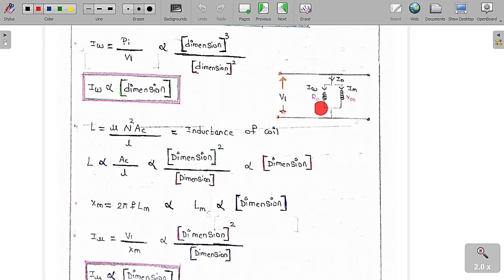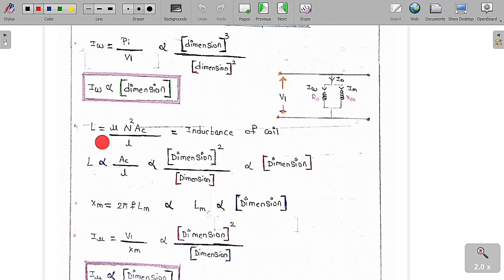In R naught only the core loss is going to happen, because the inductor will never absorb active power. So all the core loss is happening only in this R naught. Therefore I_W is equal to P1 by V1. The iron loss is directly proportional to linear dimension cubed, whereas the voltage rating is directly proportional to linear dimension squared. So finally we get I_W directly proportional to linear dimension only. Therefore, the core loss component of current is directly proportional to linear dimension.